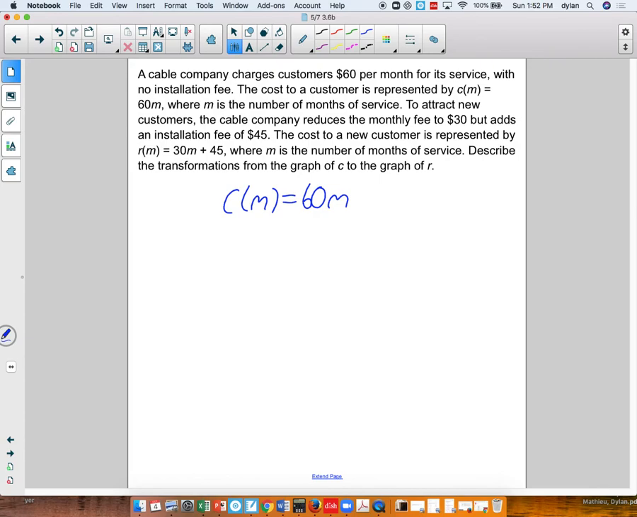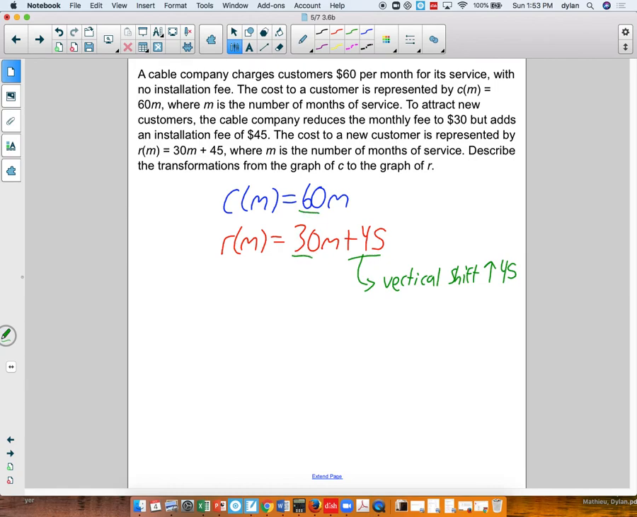So the cost to a new customer is represented by R of M equals 30M plus 45. And so the question is, what are the transformations from the graph of C to the graph of R? And let's start with the easy one, the plus 45. Because that's outside of the parentheses, that's a vertical shift up 45.